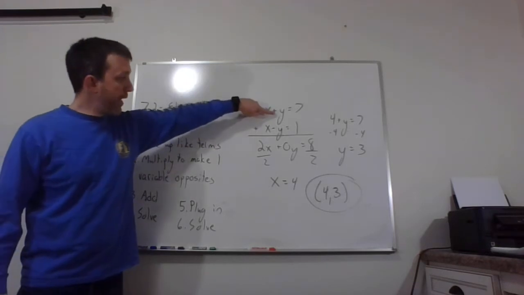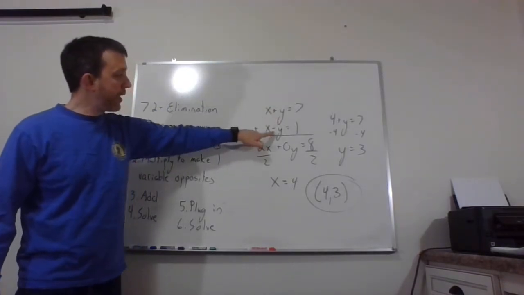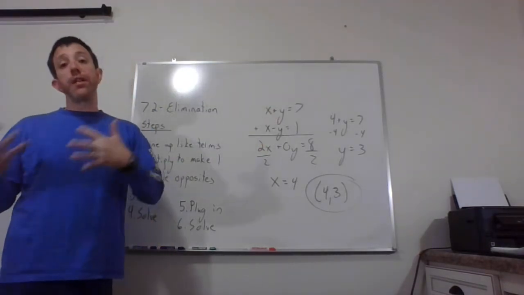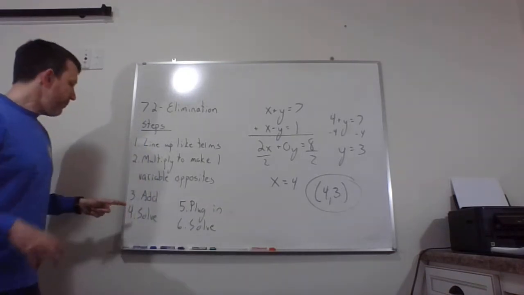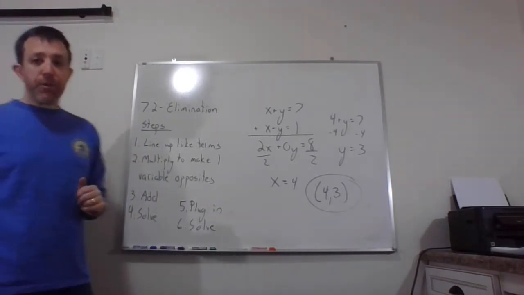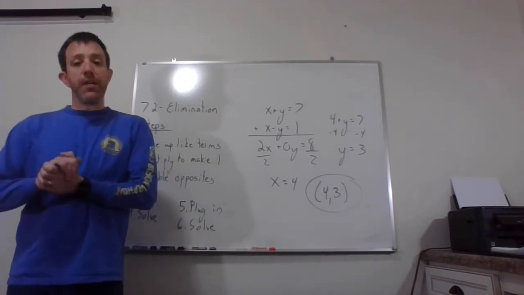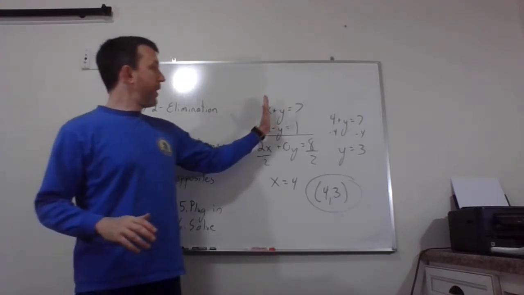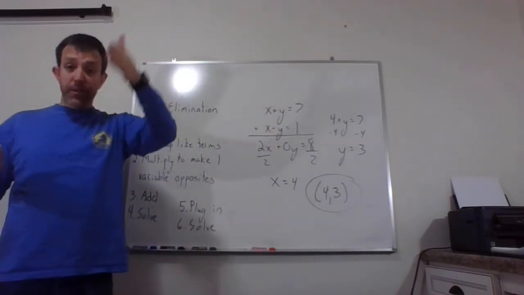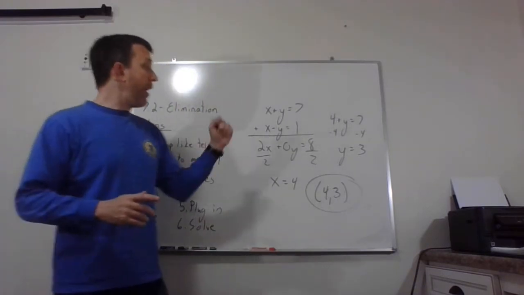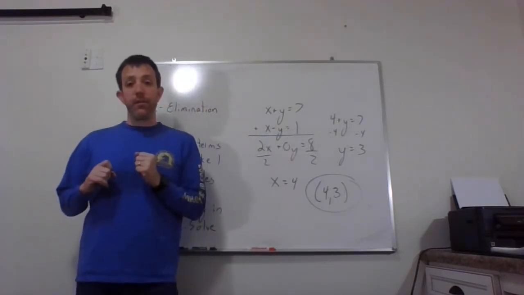In this case, we already have opposites. You can see I have a plus y and a minus y. So those two things are opposites. Step 3, we're going to add the two equations together. Since everything is so nicely lined up, we're just going to go right down the line and add those like terms, which is legal because of the equal signs.